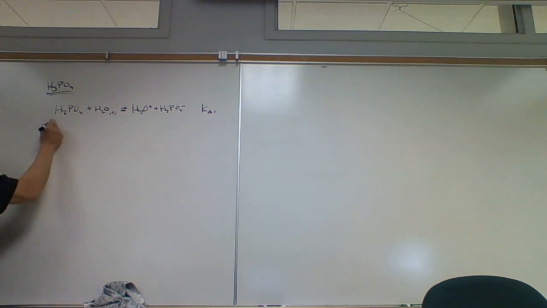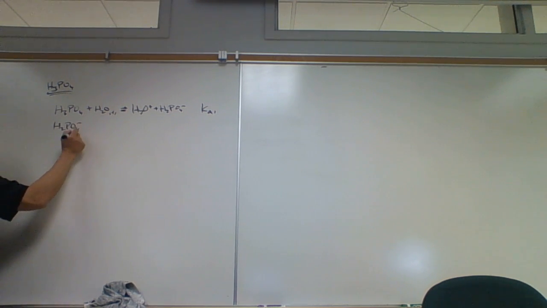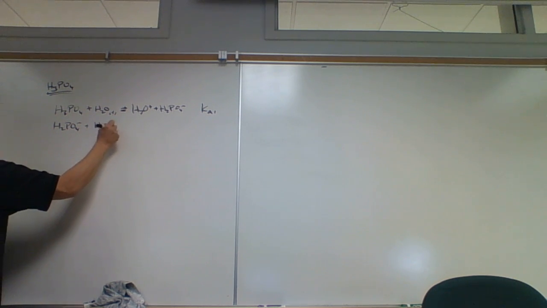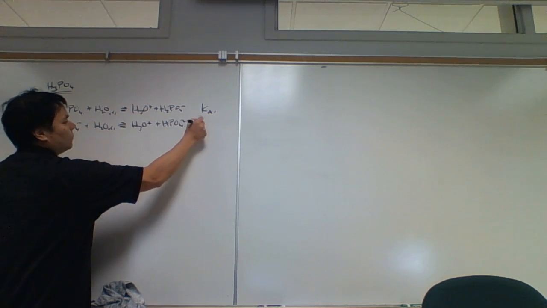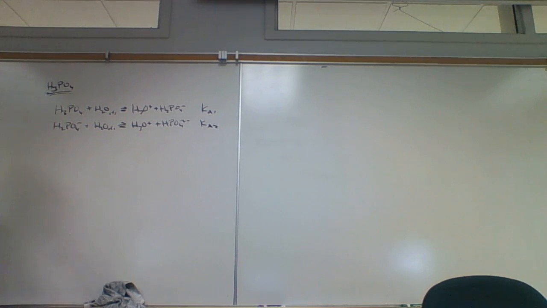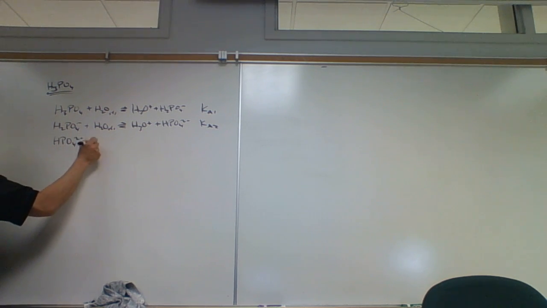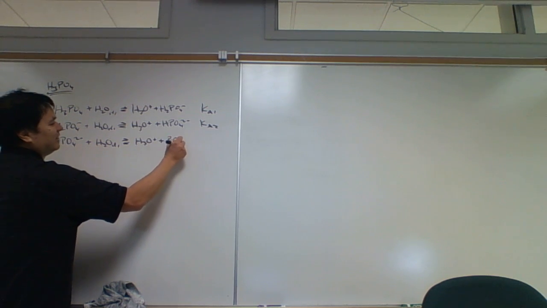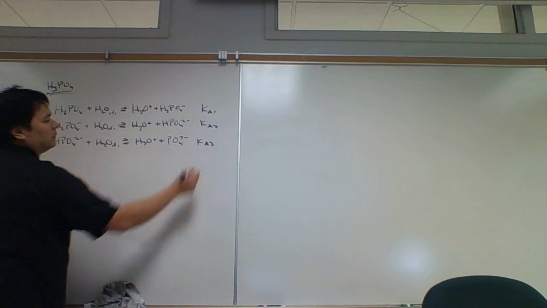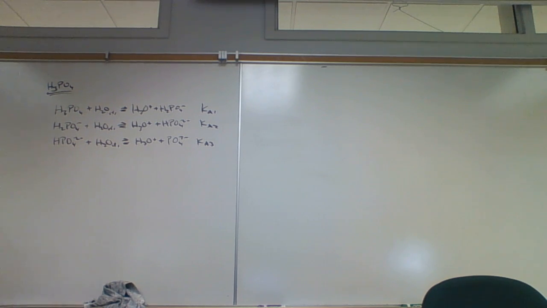The dihydrogen phosphate that's produced can also lose a proton. So dihydrogen phosphate plus water, liquid, is going to form hydronium plus monohydrogen phosphate. This is Ka2, which just represents the second proton of phosphoric acid coming off. And the third and final proton: HPO4 2 minus, monohydrogen phosphate, plus H2O liquid yields hydronium plus phosphate. And this is Ka3.